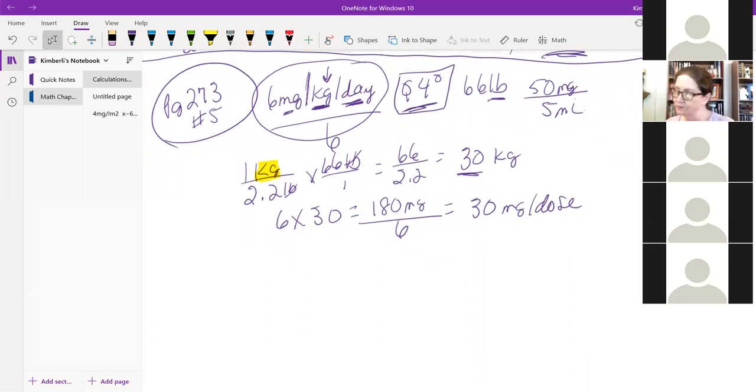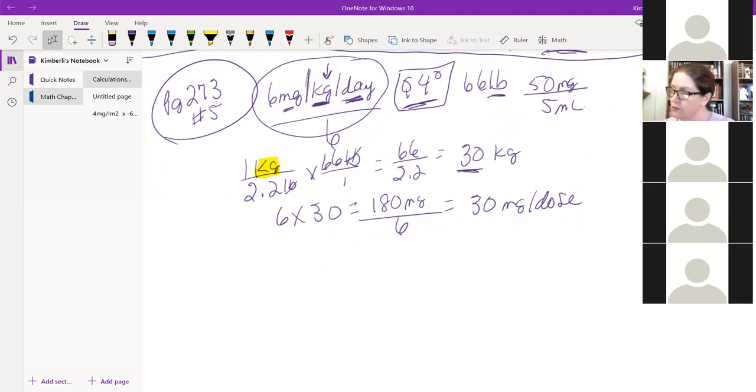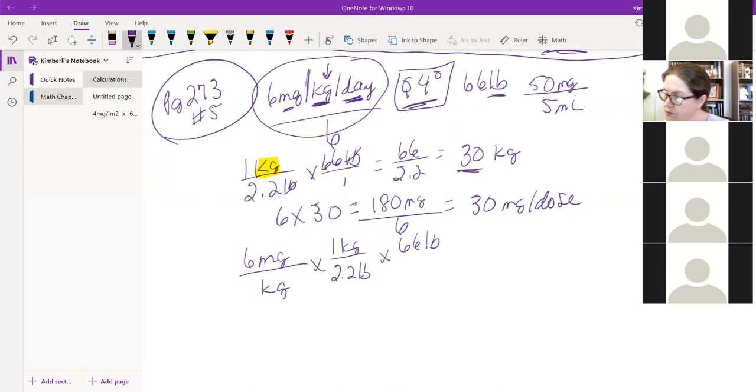Okay, so now if I want to set this up all as one equation, and I haven't done this in a few months with these particular questions, I should be able to do this. Let me see. We want to know how many milligrams. It's going to be 6 milligrams per kilogram. 1 kilogram is 2.2 pounds. The patient weighs 66 pounds. And then we also need to account for how many doses per day. In one day, they're going to get six doses.